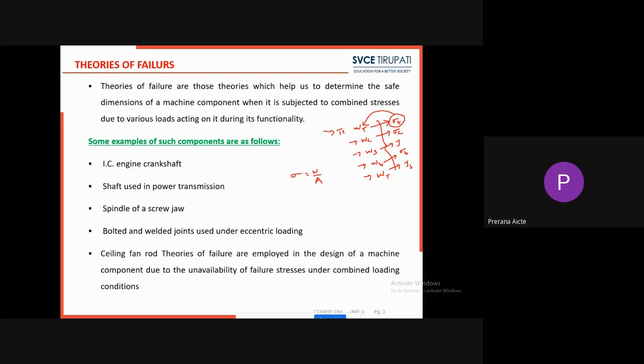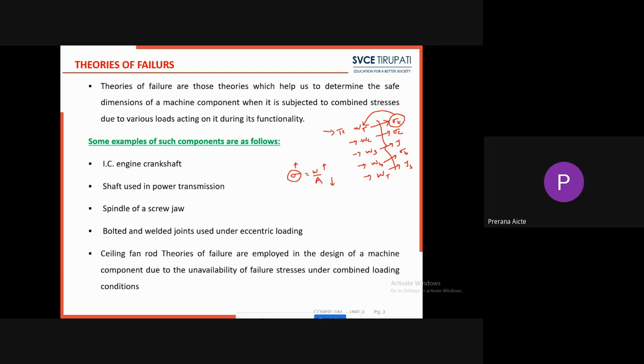If you have a large amount of stress, what is the area? A small area. And if you keep on increasing the load, what happens? The stress is going to increase. So why am I saying all these things? The theories of failure depend on the type of stress and the type of load which is applied.